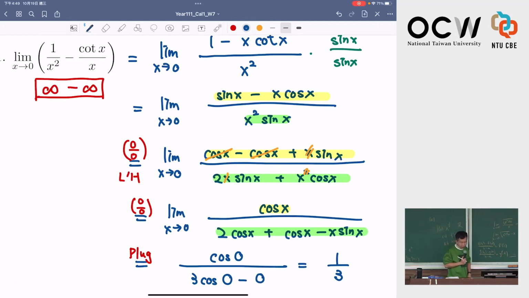Okay, so this is the trick of how to handle this in infinity minus infinity. In particular, remember, infinity minus infinity is a so-called indeterminate form. That means that you cannot read out its limits directly. You have to actually do some computation. And the answer is not 0. For example, in this case, the answer is 1/3.